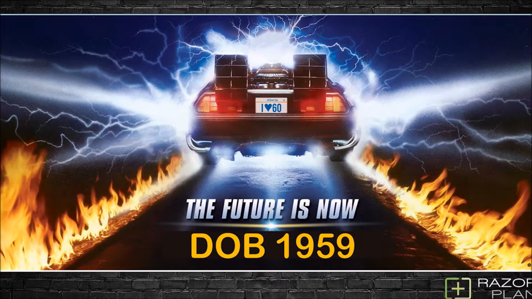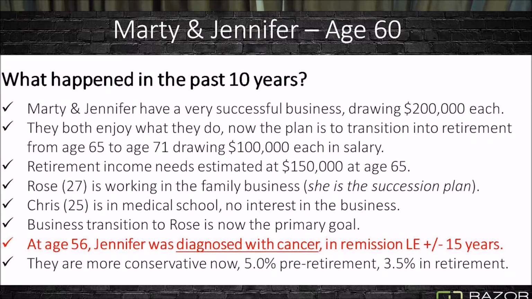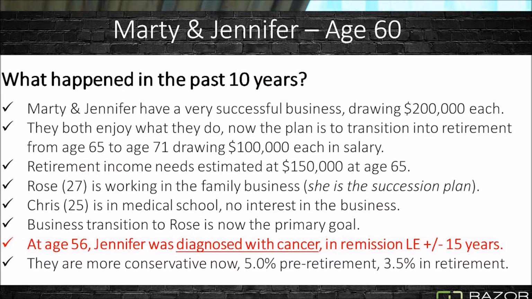So now let's go to 1959, my favorite year. That was the year I was born. So what happened in the last 10 years? I've been given the 7-minute warning. Yep. So a couple of things have happened. Business is great. Jennifer's a cancer survivor. Things happen. That's why we sell insurance. Her life expectancy is much less. And there's a lot more wealth.